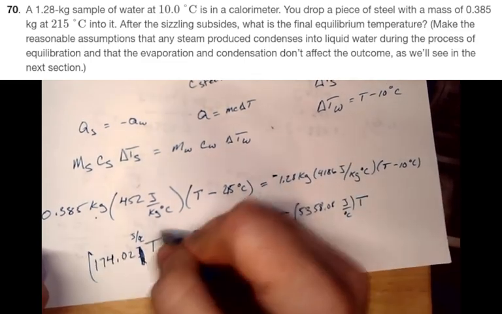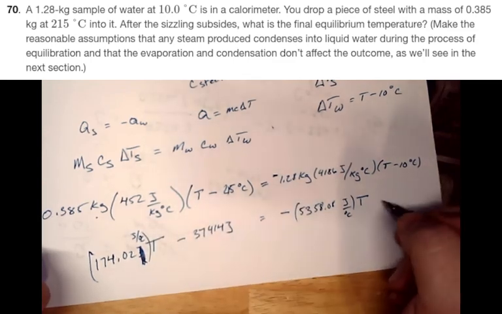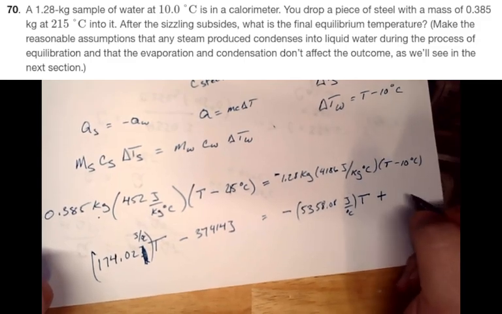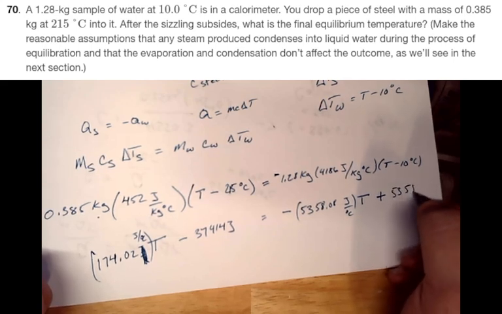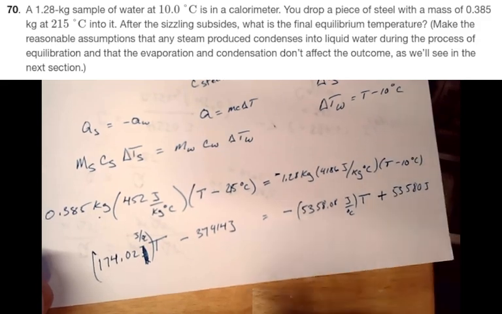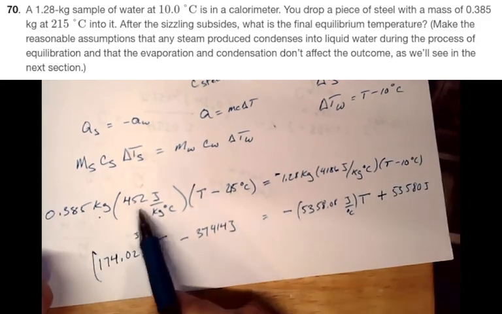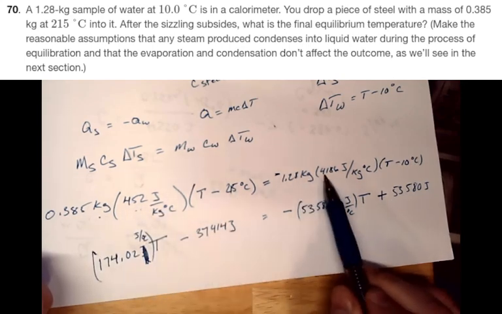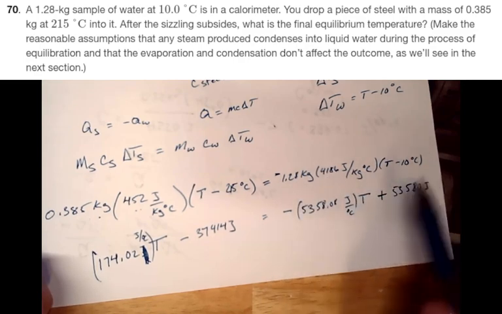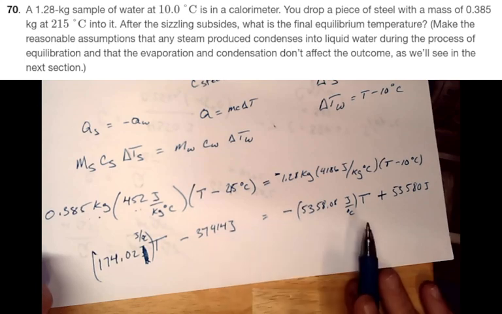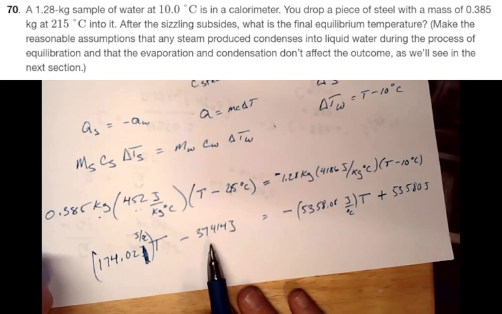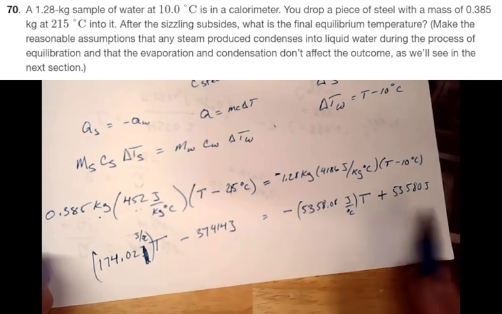Alright, it also pays to put parentheses around stuff. This minus and that minus gives us a plus, and 53,580 joules. You can see it can be a little messy, right? You got to multiply this, and then you got to multiply this, this, and this. And you got to multiply this and this, and then this, this, and this. And then the trick here, get the thing with T onto one side, and get the thing that's just the energy, just a number, onto the other side.